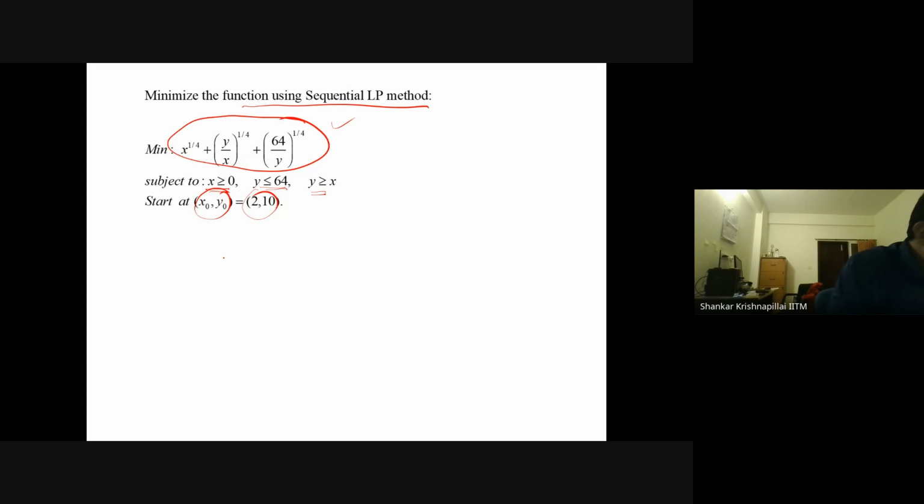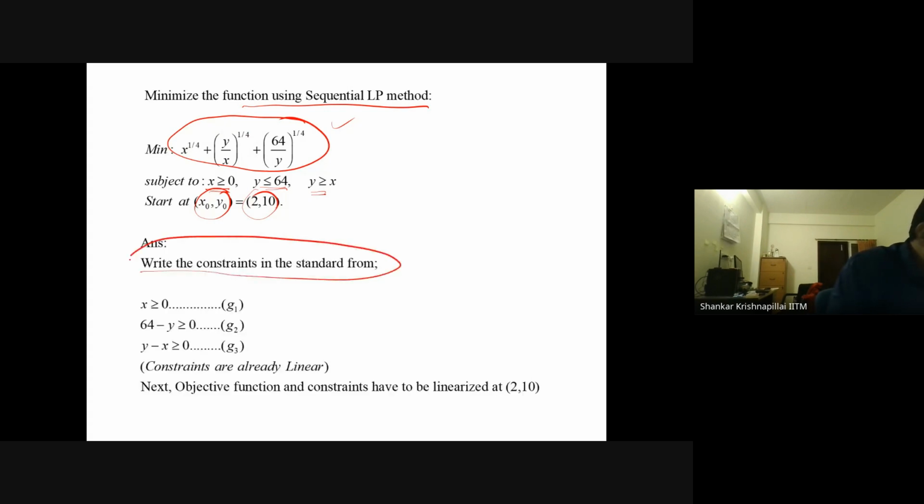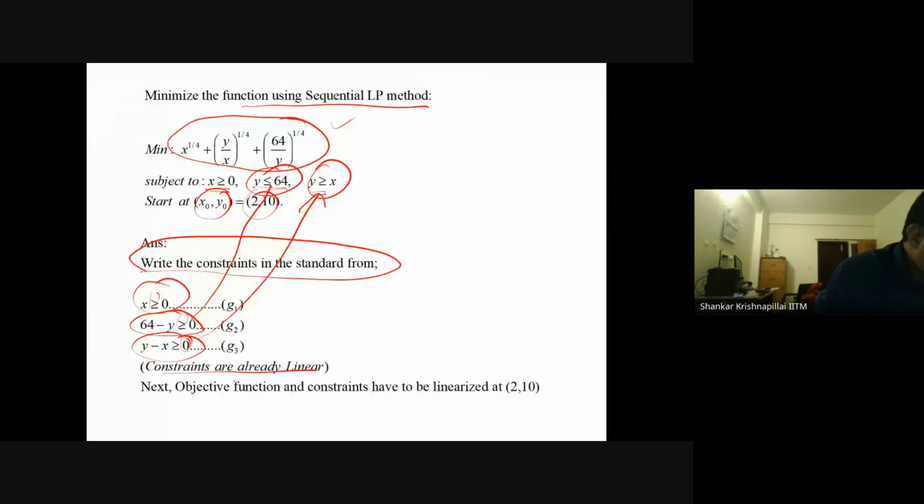Write the constraints in the standard form. x is greater than 0. 24 minus y is greater than or equal to 0. y minus x is greater than or equal to 0. This is in the standard form, where we write in the form greater than or equal to 0. But if you use the MATLAB linprog, then it has to be written in the less than or equal to 0 form. These constraints are already linear, so there is no need to linearize them.